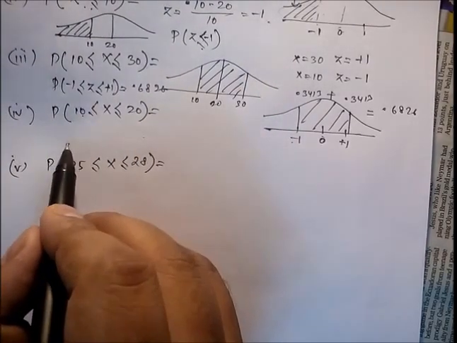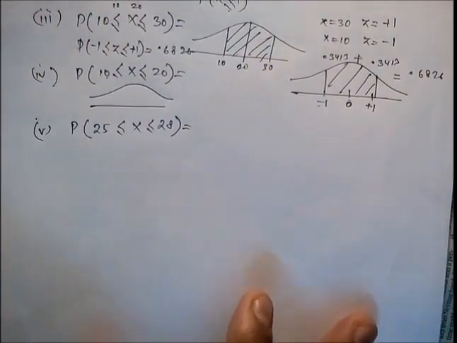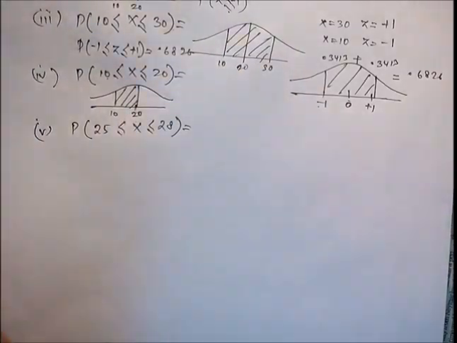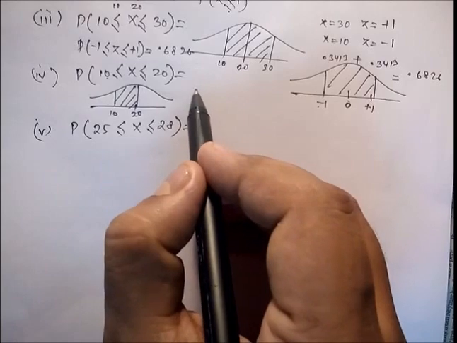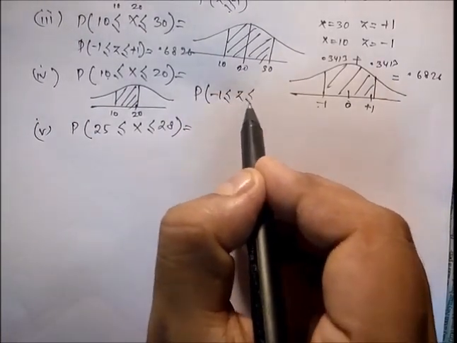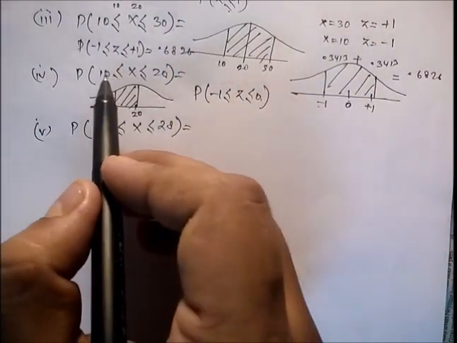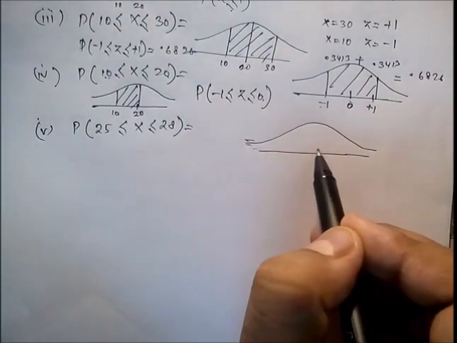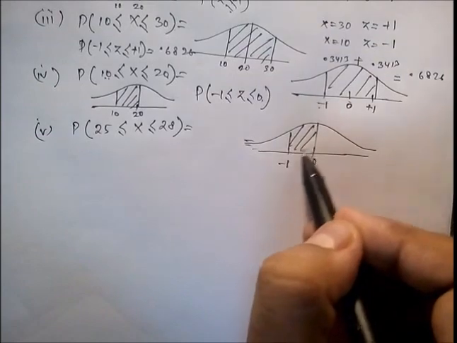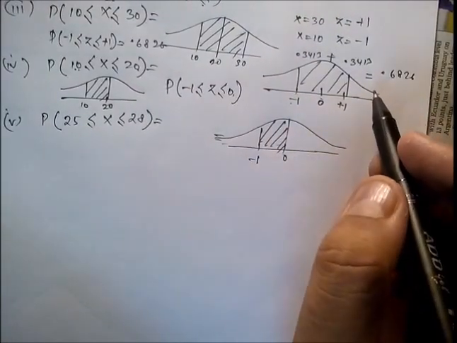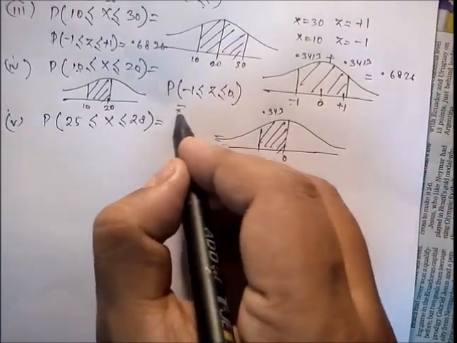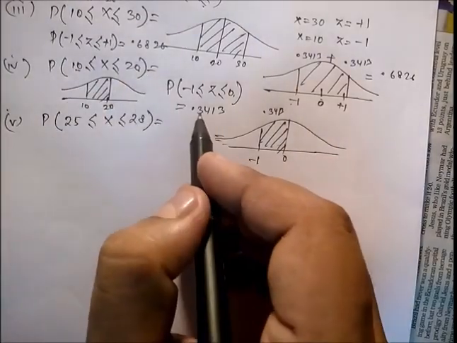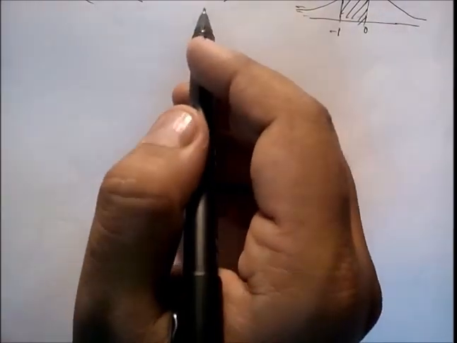Next, 10 to 20. The mean is 20, 10 is this one, so we have to identify this particular area. We have to convert this into z. If x is equal to 20, z will be 0. If x is equal to 10, z will be -1. In the figure, 0 to -1, we have to identify this particular area. Already you know 0 to 1 is 0.3413, so 0 to -1 is also 0.3413. That means probability of x in between 10 to 20 is 0.3413. Next, the last problem.